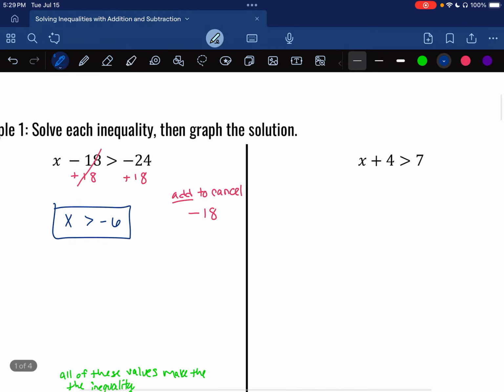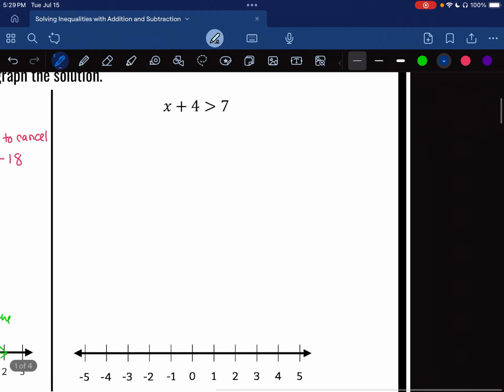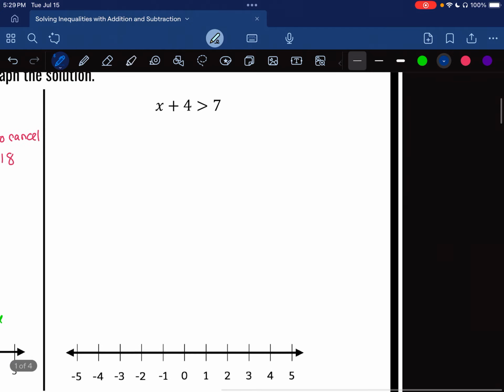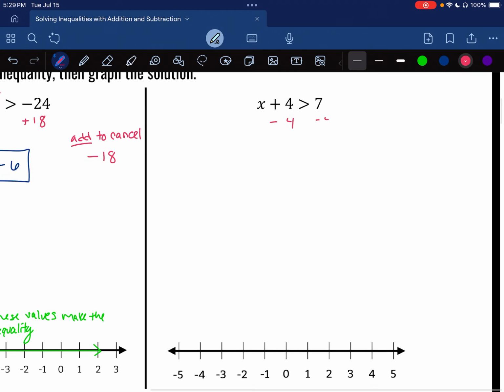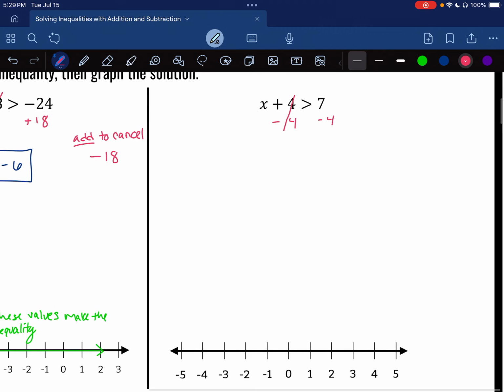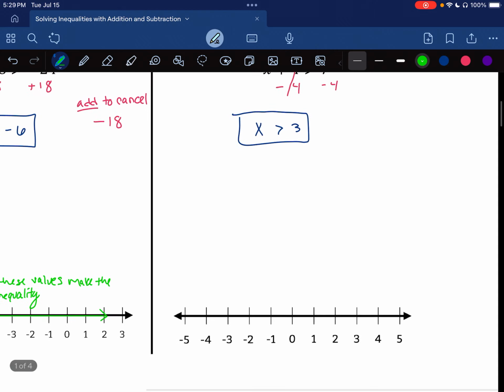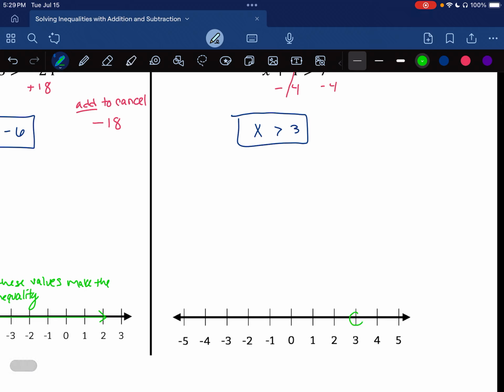All right, so let's go ahead and look at x plus 4 is greater than 7. So here I have addition that will undo by subtracting 4 from both sides. And now I'm going to have x is greater than 3. And so, again, I already numbered my number line. I'm going to go here and put an open circle at 3. And draw the rest of my arrow. So you can see that's where my answers are.